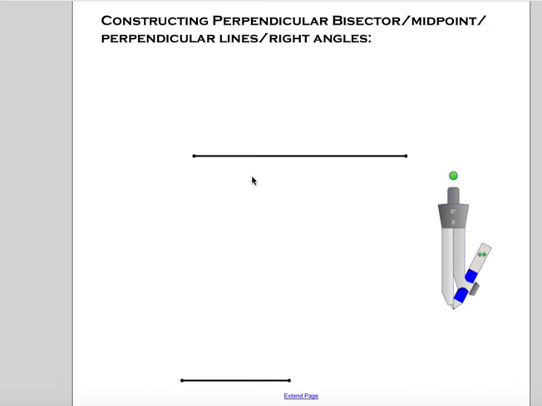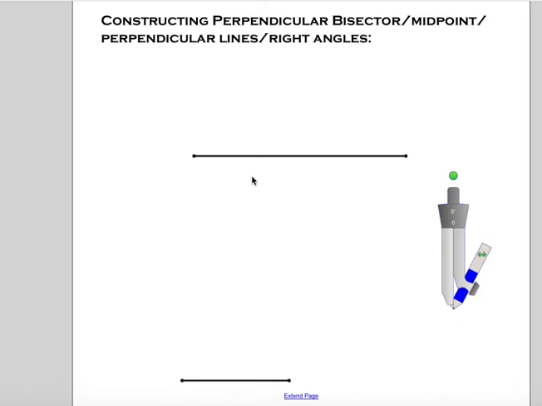All right, now for perpendicular bisector construction. The perpendicular bisector construction will also give you a midpoint of the segment. It will also create perpendicular lines if you ever need to create perpendicular lines. Also, perpendicular lines make right angles, so that's how you would also construct a right angle.